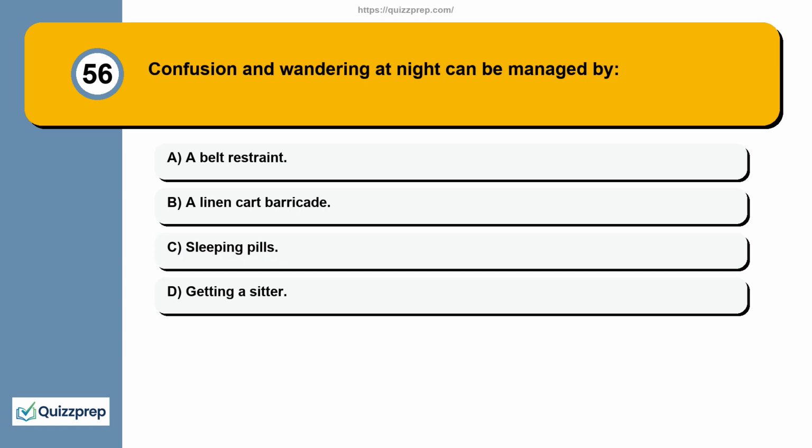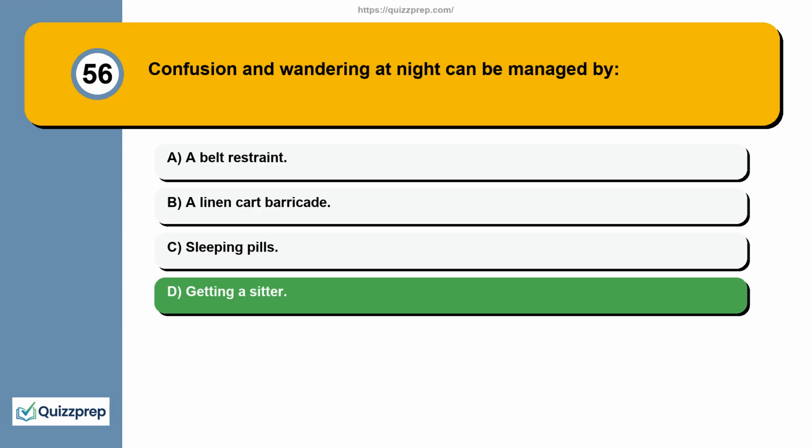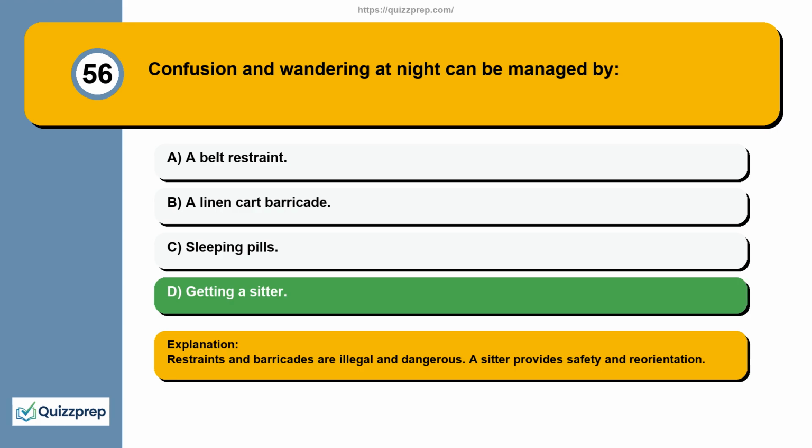Question 56. Confusion and wandering at night can be managed by a belt restraint, a linen cart barricade, sleeping pills, getting a sitter. Restraints and barricades are illegal and dangerous. A sitter provides safety and reorientation.